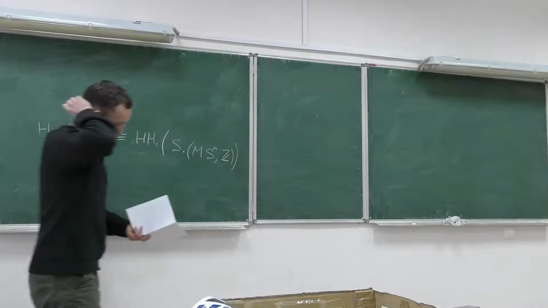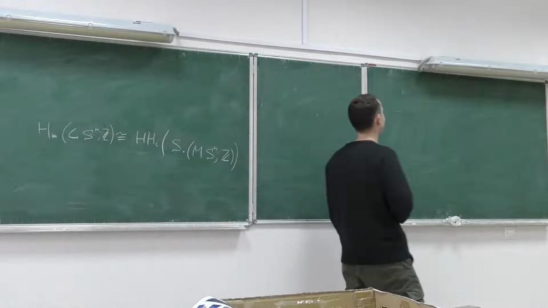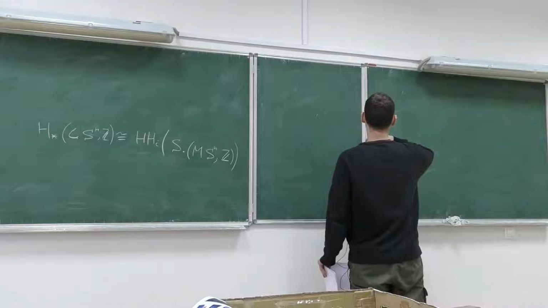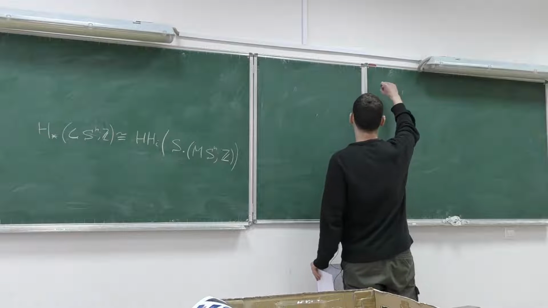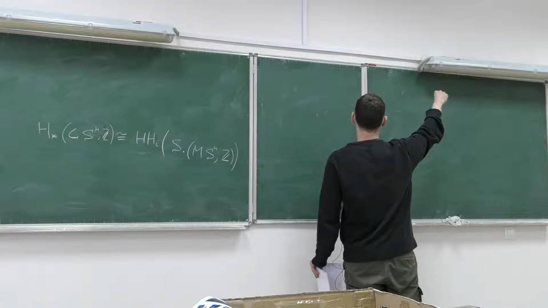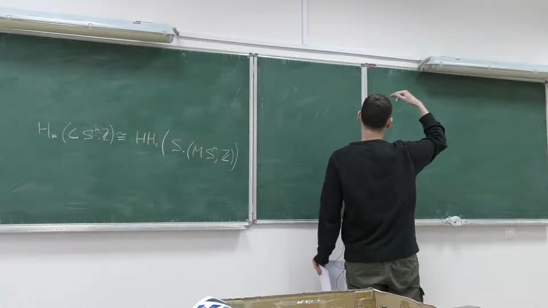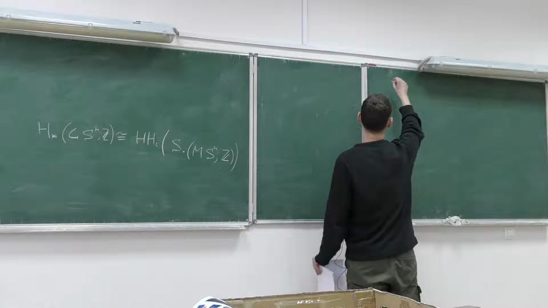So let's define Hochschild homology. Let's fix a commutative ring which will serve as our ground ring.